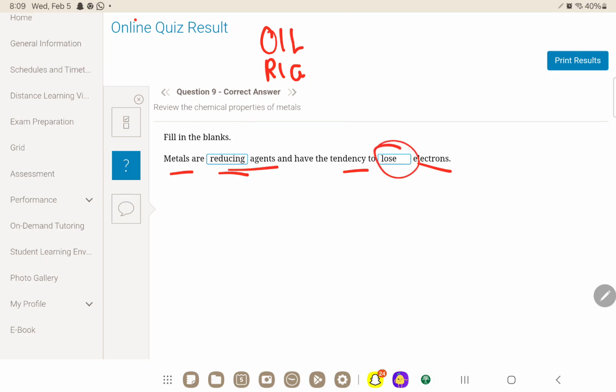Now, how do we know what type of agent it is? If it's losing electrons, we need to remember OIL. Oxidation is loss. Reduction is gain. Oxidation is loss because we're losing electrons. Now, if it's losing electrons, it's oxidizing. And we know that the thing that oxidizes is the reducing agent. It helps in reducing the other thing. So anytime it's losing electrons, it's a reducing agent, but it is being oxidized.